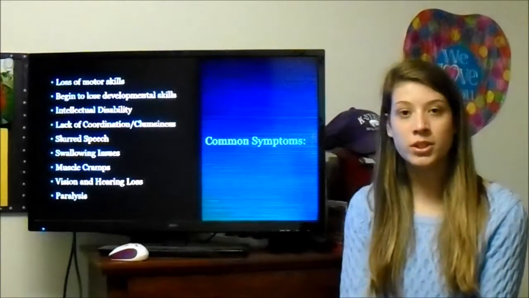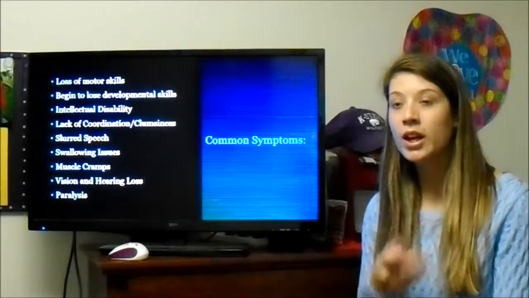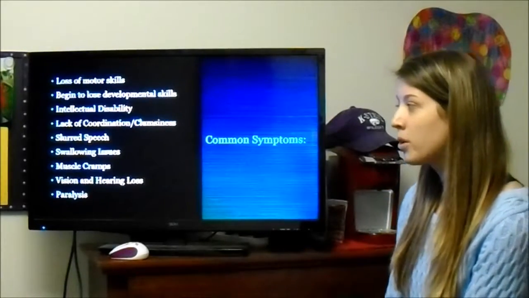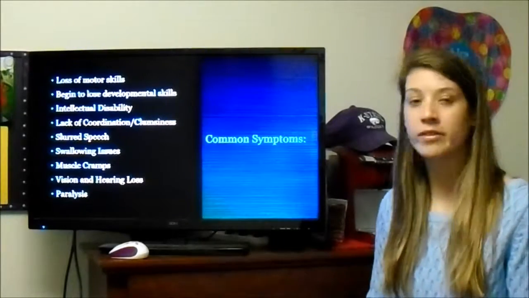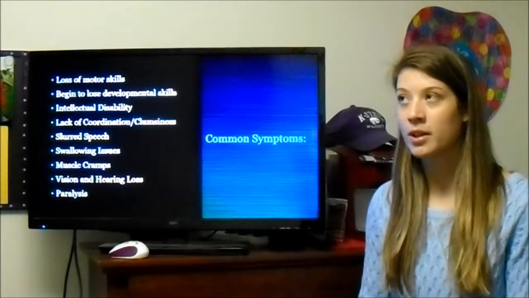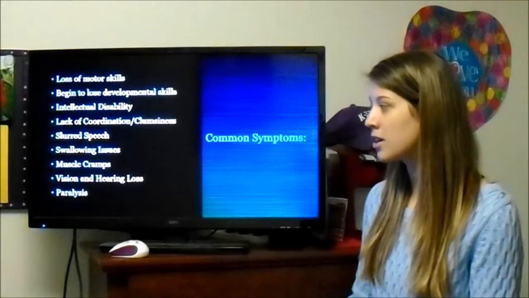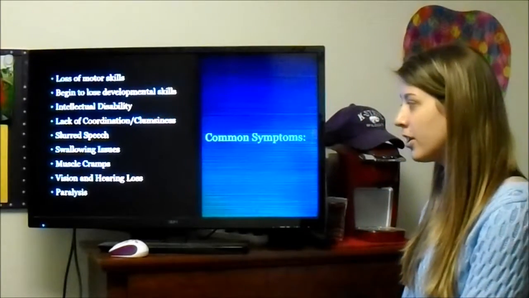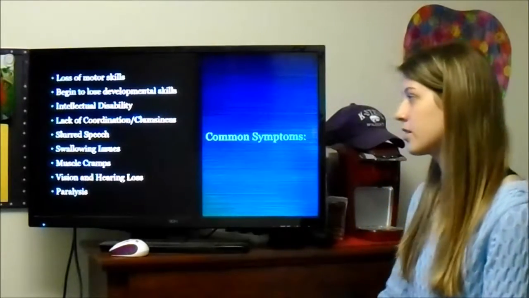They also lose their motor skills, which can lead to them not being able to speak properly. They also have issues swallowing, so they may not be able to eat out of a bottle or off of a spoon. They may have to get a feeding tube. They also get muscle cramps. They also have vision and hearing loss, and they can also become paralyzed because of Tay Sachs.